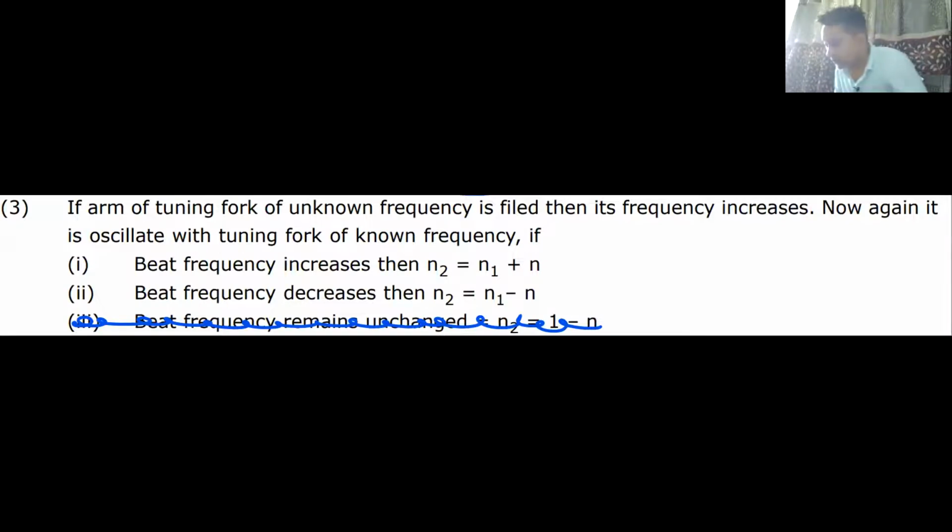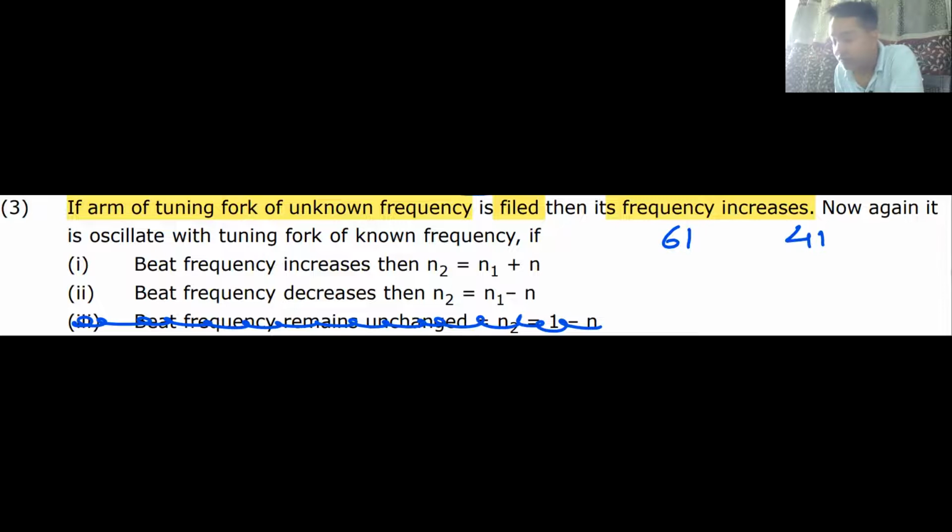Then we can do the opposite of that. Instead of loading it with wax, what we can do for the unknown frequency tuning fork is file it. When we file it, we make it lighter. When we make it lighter, its frequency increases. So, if the frequency was 60, the frequency now may become 61. If the frequency was 40, in the previous case, it becomes 41.